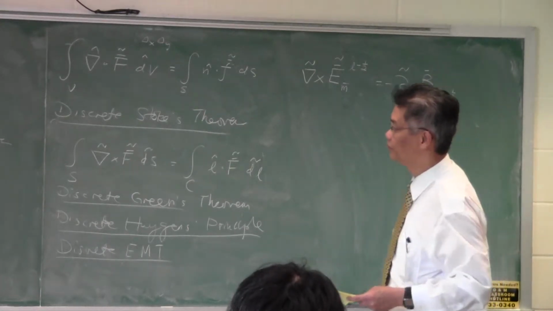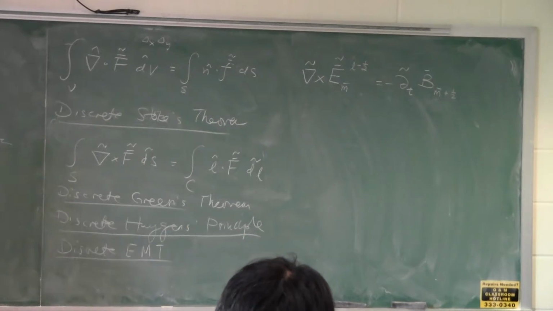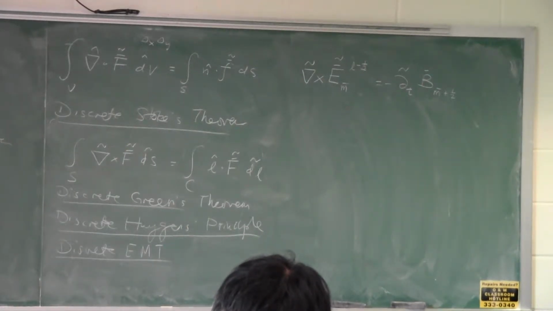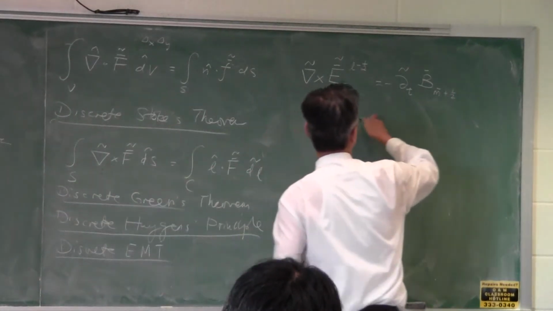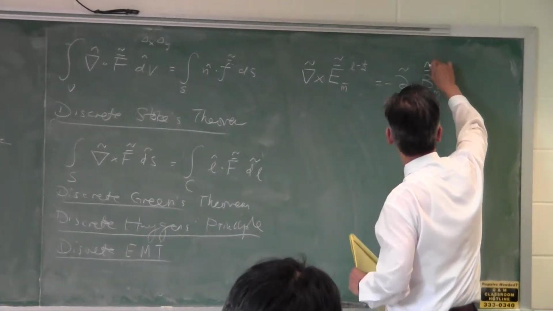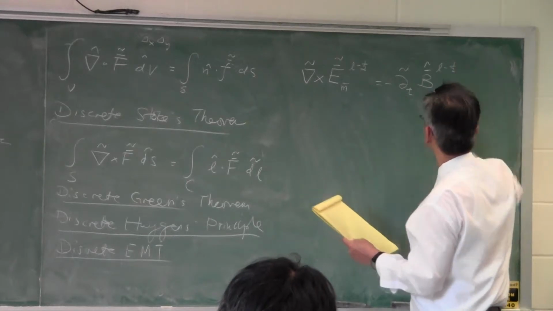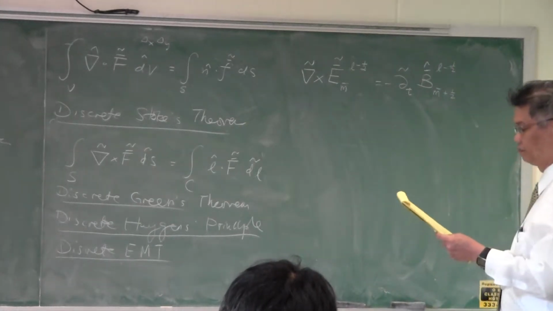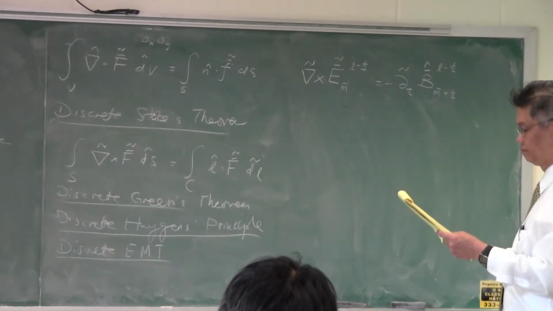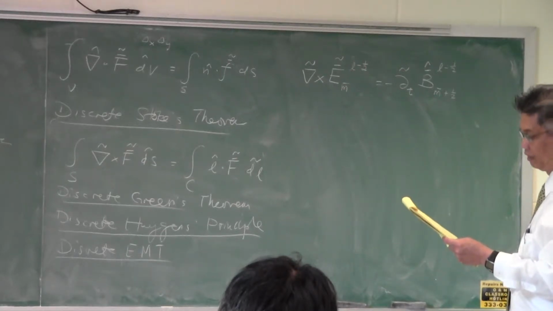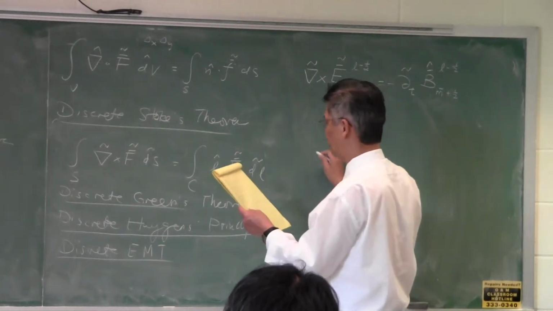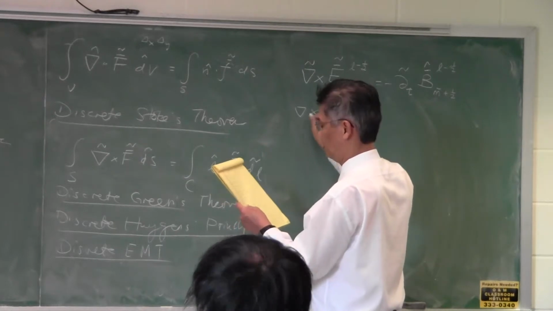And this produces, let me see what it produces. It produces a vector. We say that the curl operator produces a vector. So this should be equal to that. And then I can write down the second Maxwell's equation in this discretized world.